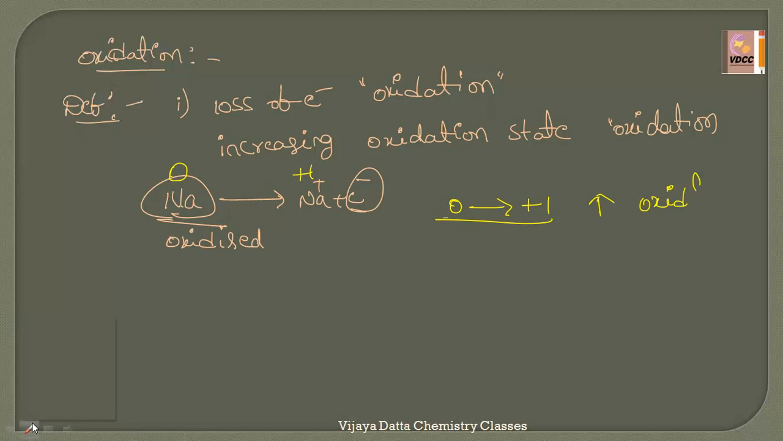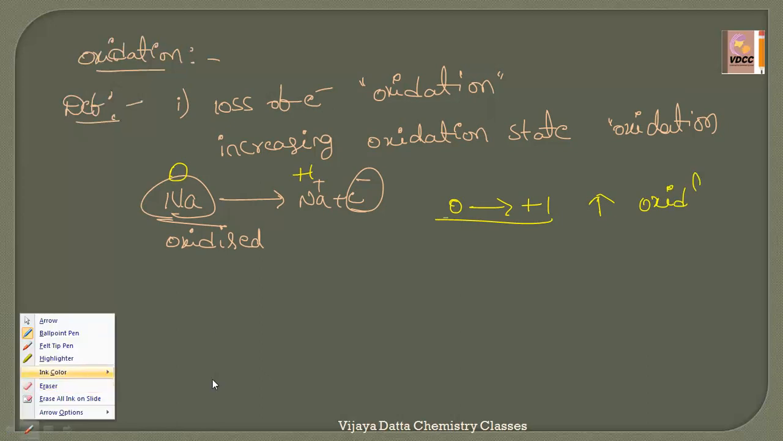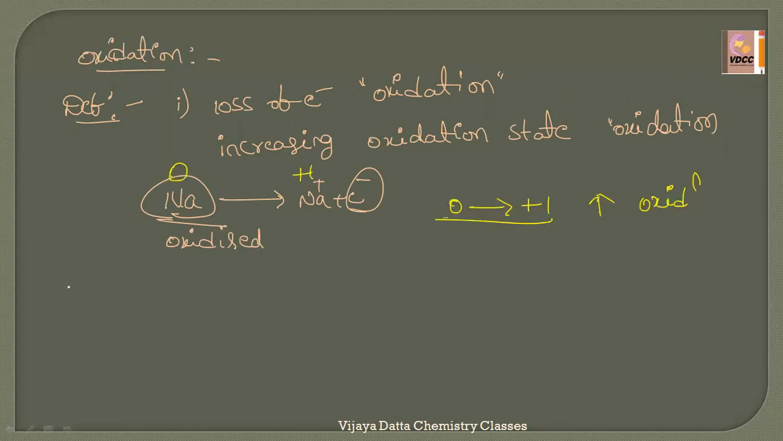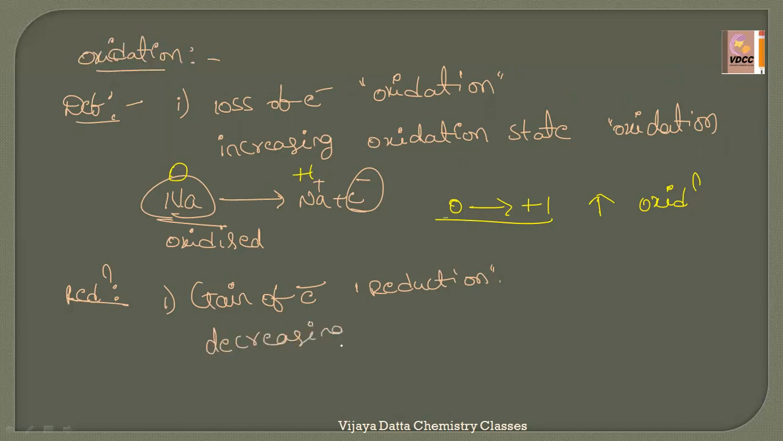Now come to the next one. I'll go with reduction now. Now the definition for reduction: first, gain of electrons is reduction. Decreasing oxidation state is also known as reduction.